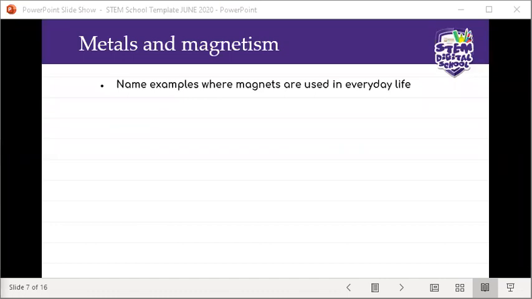Okay, Sakura, what we are looking at is matter and materials. We're looking at the uses of metals, okay? And now we just add a section which is called special properties of metals. So we're dealing with metals and magnetism. That is what we are dealing with right now. And I wouldn't actually mind an answer from you, Sakura. Just give me an example where magnets are used in everyday life.